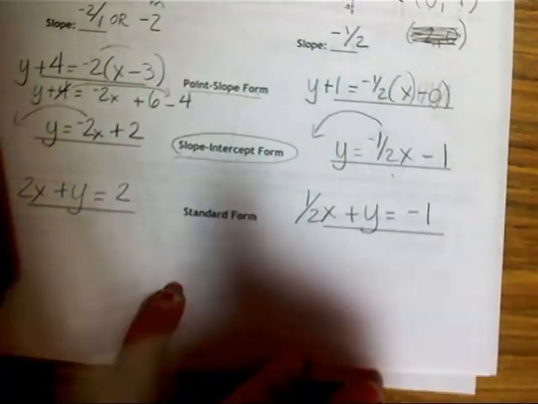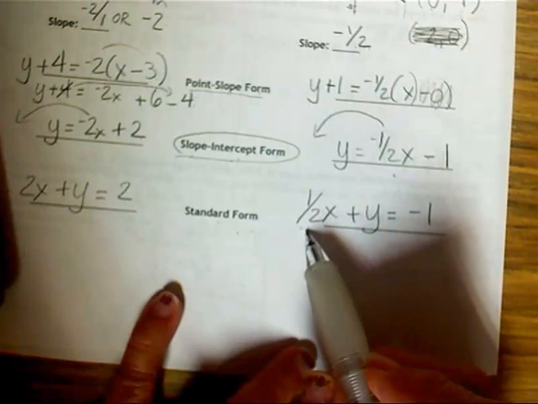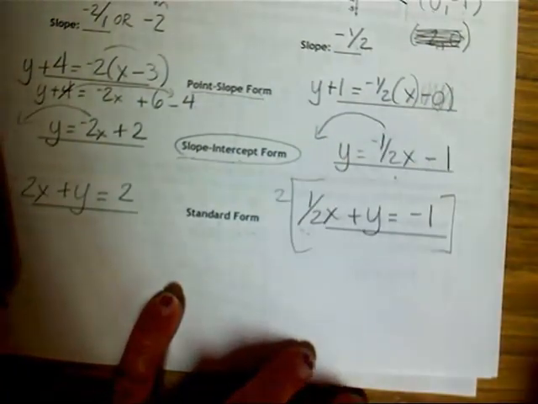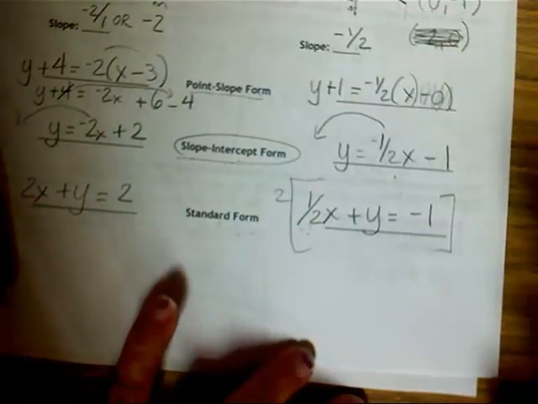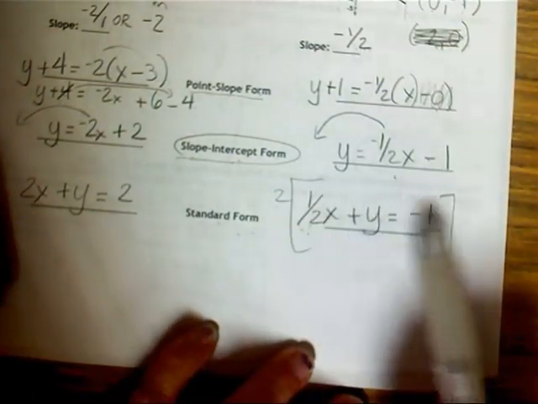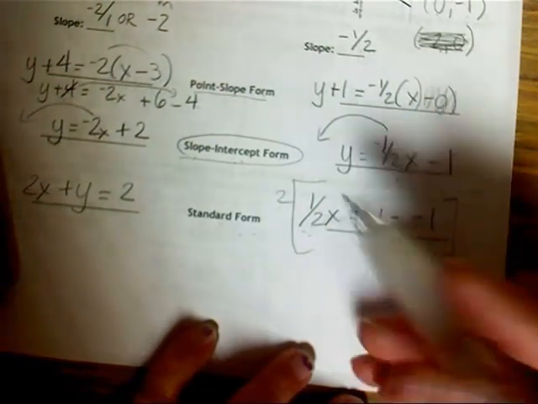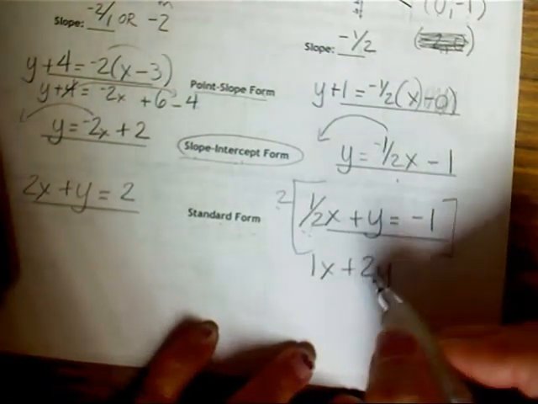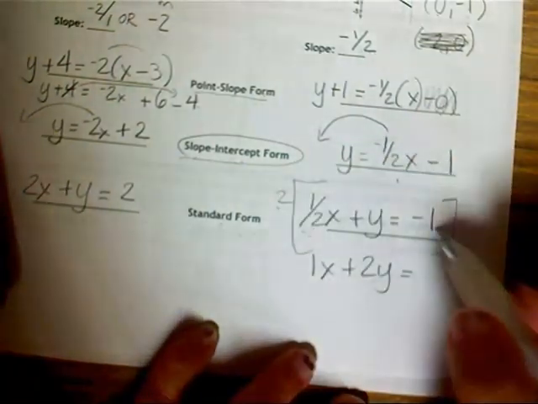And the only thing wrong with this is I have a fraction, and standard form says you cannot have fractions or decimals, and the first number has to be positive. So if I just multiply each part by 2, that will cancel this fraction out. 2 times 1y, that's the part most people tend to skip, by the way. 2 times negative 1.